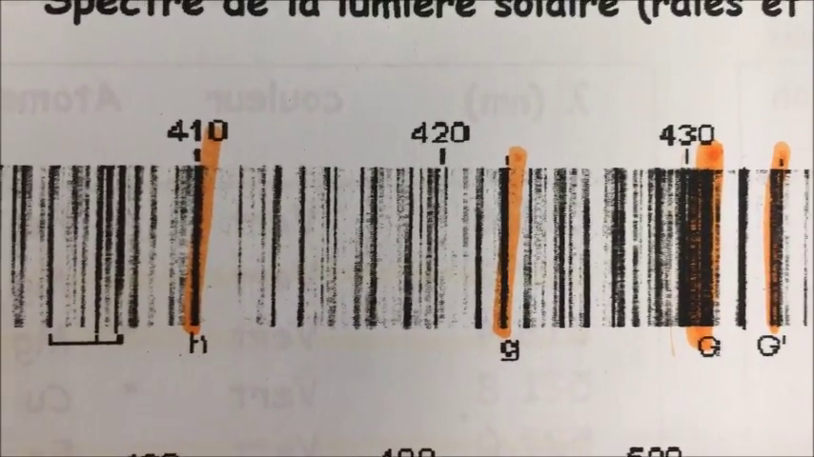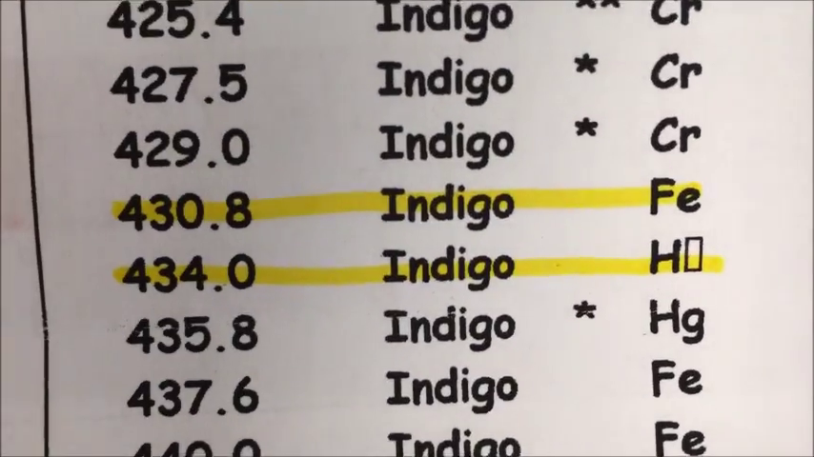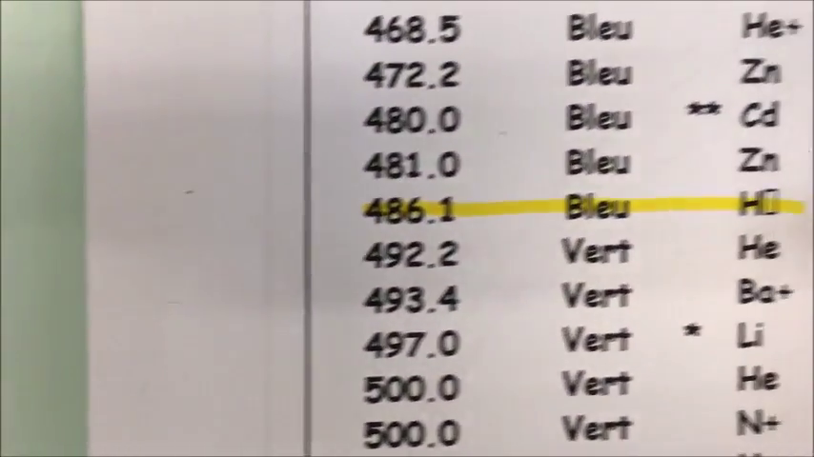Next, we have one between 420 and 430. It corresponds to calcium. Then we have two other ones between 430 and 440. It corresponds to iron and hydrogen. Next, we have another one between 480 and 490. It corresponds to hydrogen.